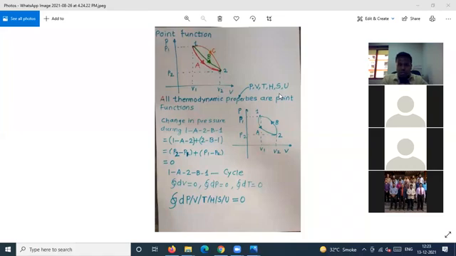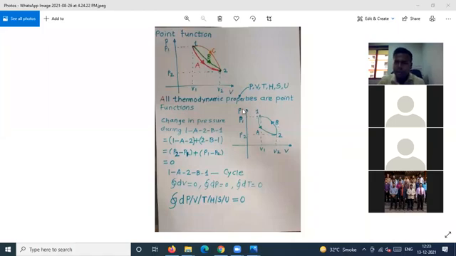If I ask you, what is the change in, let's say, pressure? How will you calculate it? What is the change in pressure during the cycle 1A2B1? I repeat, 1A2B1 is a cycle, right? You can see this one.